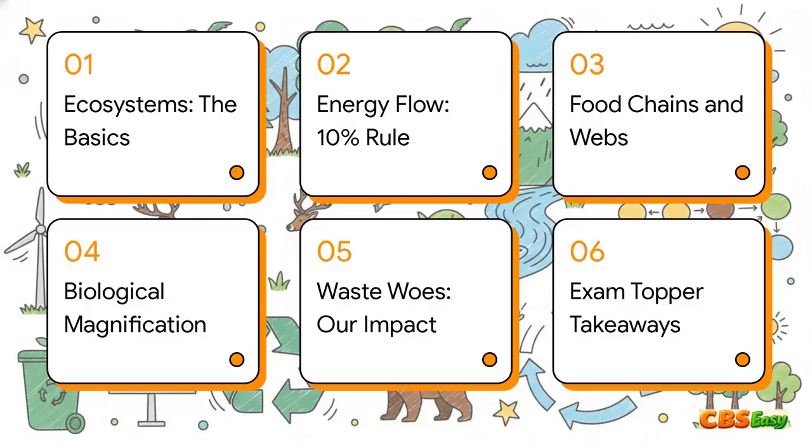So, here's our game plan. We've got 6 key missions. We'll hit the basics of ecosystems, decode the 10% rule for energy, map out food chains, expose a hidden danger called biological magnification, talk about our waste problem, and wrap it all up with the must-know takeaways to make you an exam topper. Let's go.